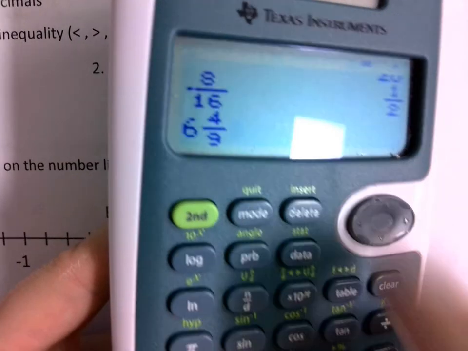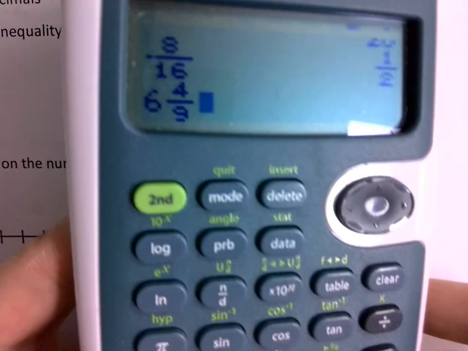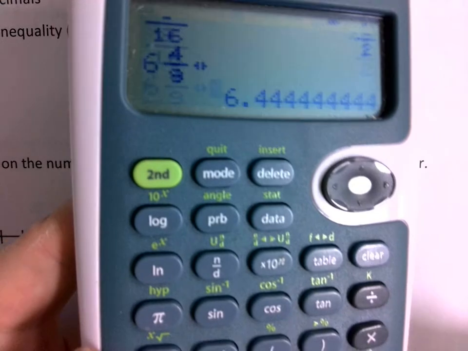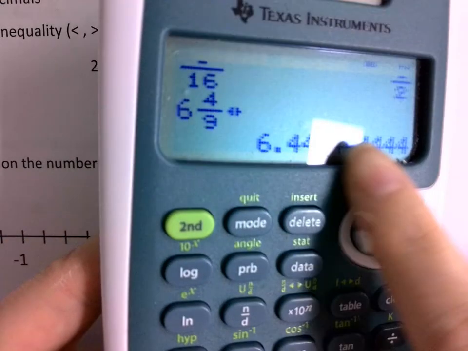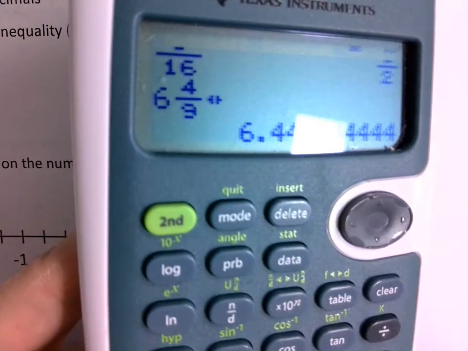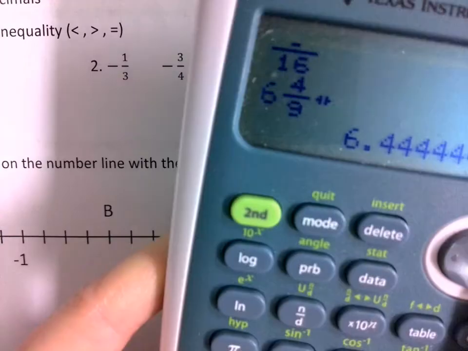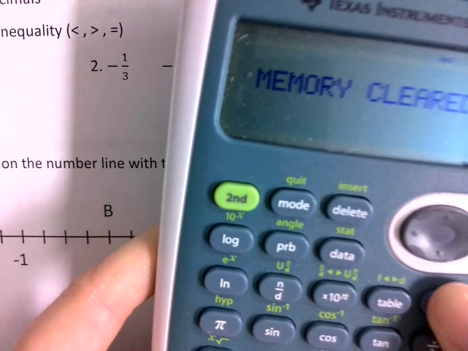So now I have 6 4/9 typed into my calculator. Okay, if I want to know it as a decimal, I'm going to do my little double arrow and hit enter, and there it is, 6.4, and the 4 is repeating. So this is a very useful tool to have. This is why I say it's so important for you guys to have one at home, because if you don't have one at home, then you're not going to have these functions.